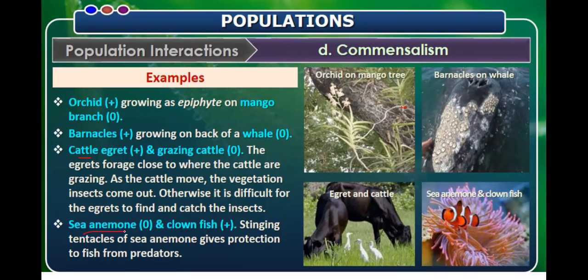Sea anemone, there is no effect, and clownfish. Clownfish gets residence. The stinging tentacles of the sea anemone give protection to the fish from predators. So this clownfish will hide here, and if any predator is coming to eat this clownfish, the sea anemone's tentacles will sting those predators. So in this way, the clownfish will be protected by the anemone.